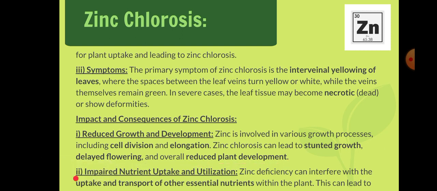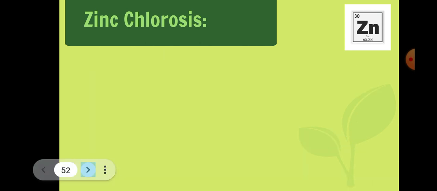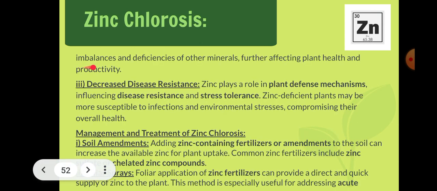The second one is impaired nutrient uptake and utilization. Zinc deficiency can interfere with the uptake and transport of essential nutrients within the plant, and this can lead to imbalances and deficiencies of other minerals, and it can further affect plant health and productivity.